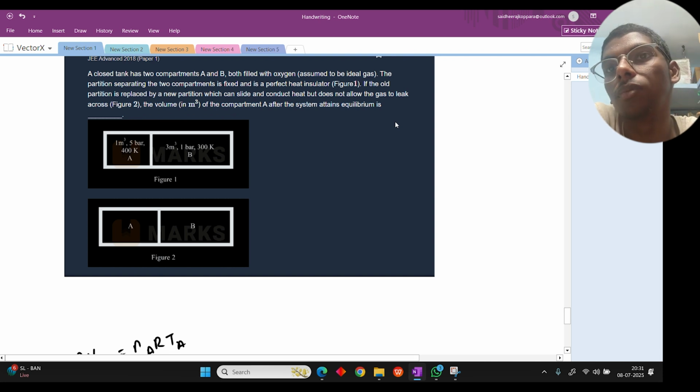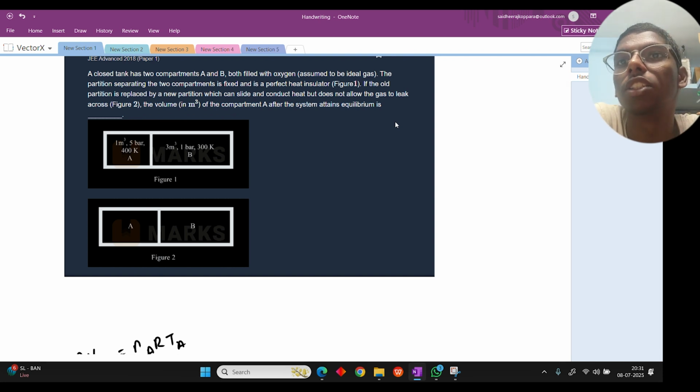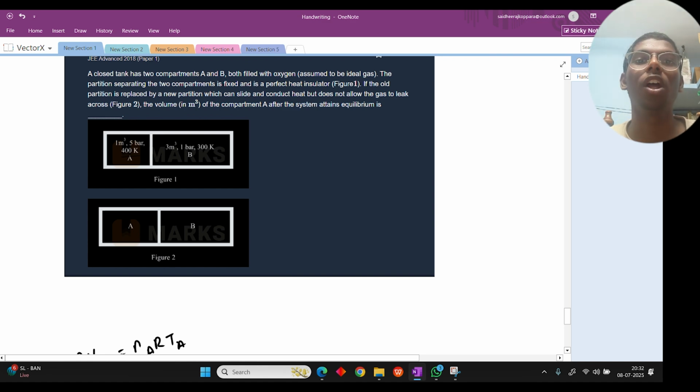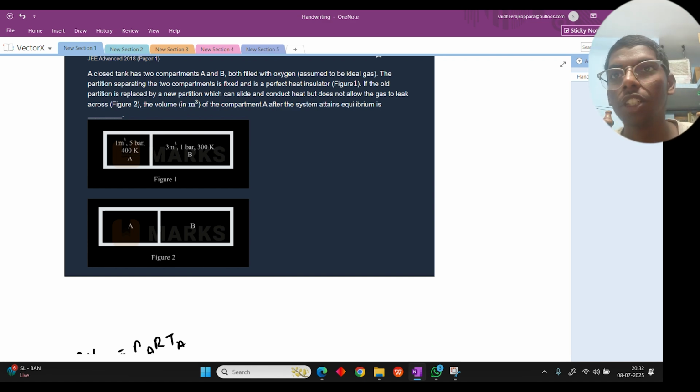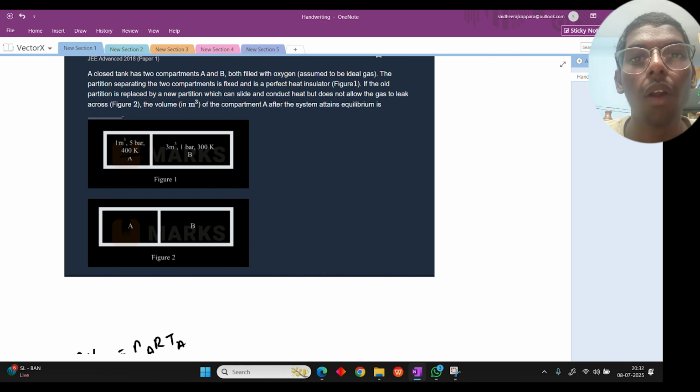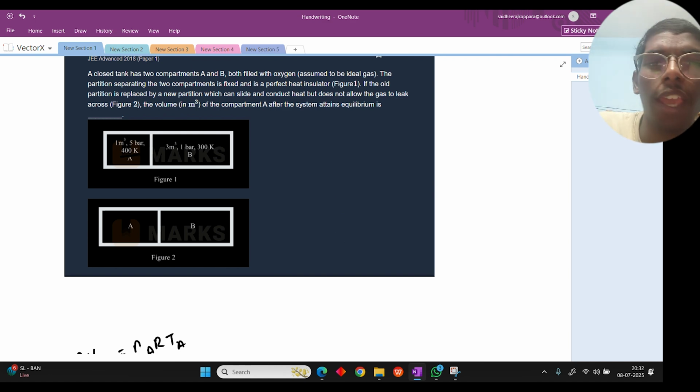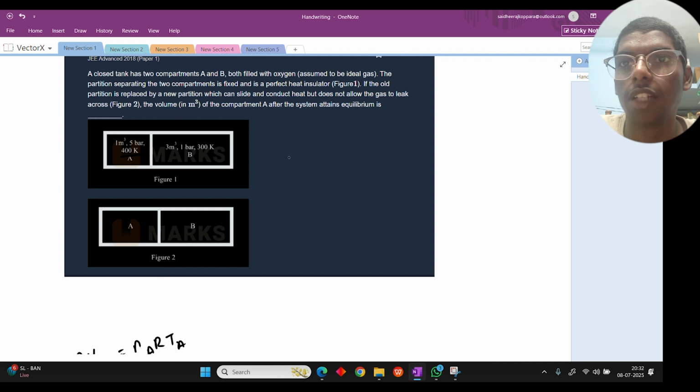Next thing is that A and B, right? The slider is replaced by another one, and both the compartments attain equilibrium when the slider is replaced with the other one, which allows the heat to conduct. Why does the slider move? It's obvious that here the pressure is 5 bar and here the pressure is 1 bar, and we all know that gases expand on heating. So similarly, these are the driving forces why the slider moves, because A has higher temperature and pressure.